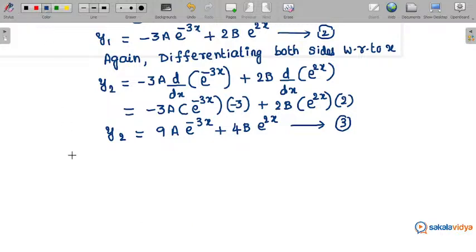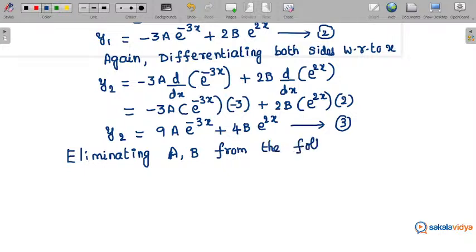Let us write eliminating a, b from the following equations 1, 2 and 3. So let us write the first given equation, which means actually y is equal to a times e power minus 3x plus b e power 2x.